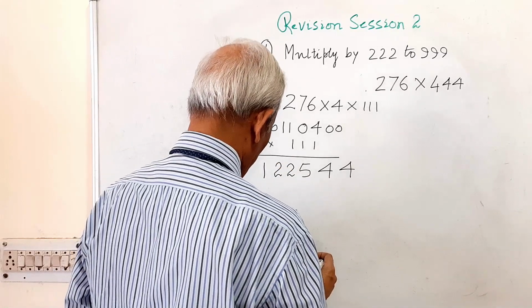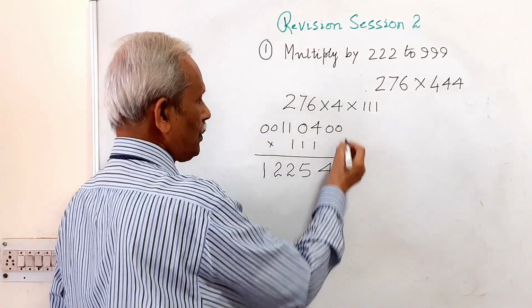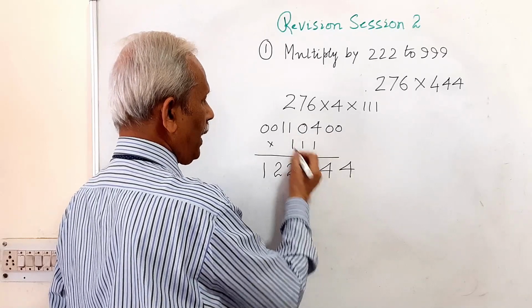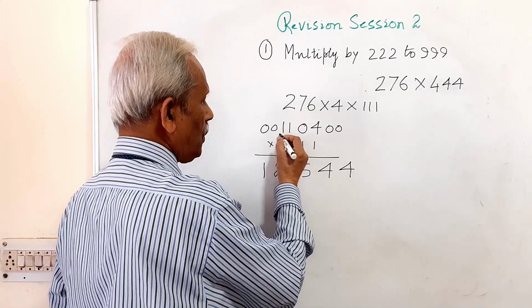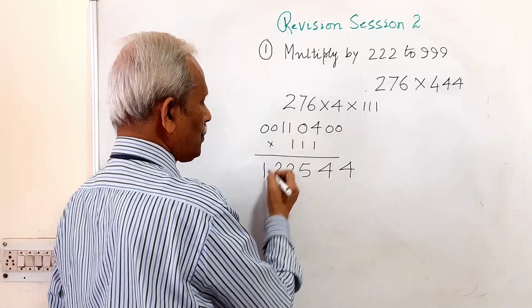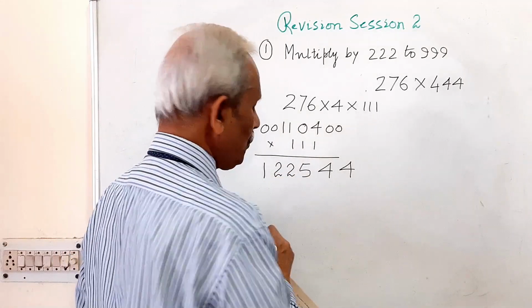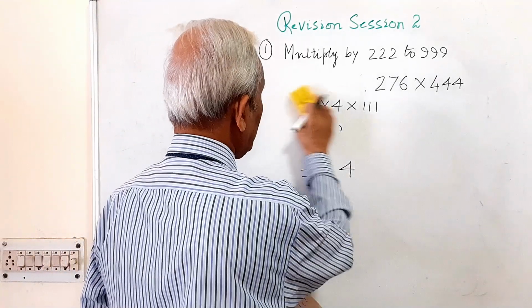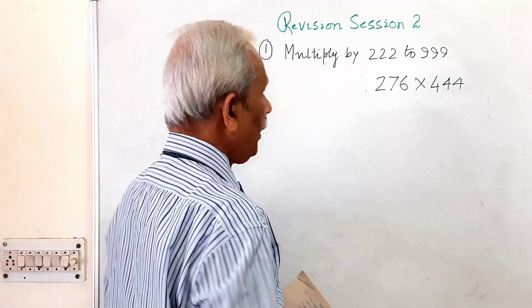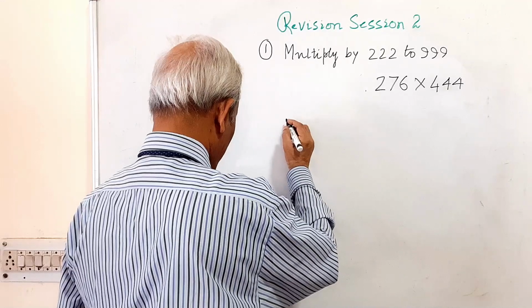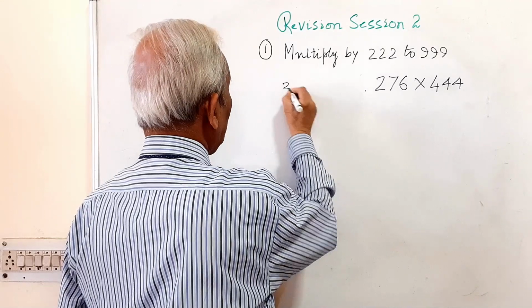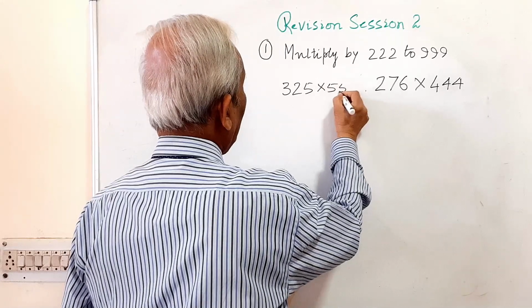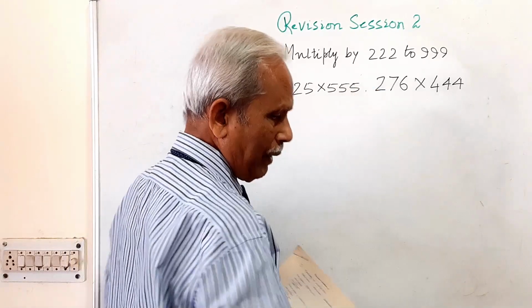So 1, 2, 2, 5, 4, 4. The answer is 122544. It's quite simple, right? Let's do the third question. The third question is 325 into 555. 325 into 555.